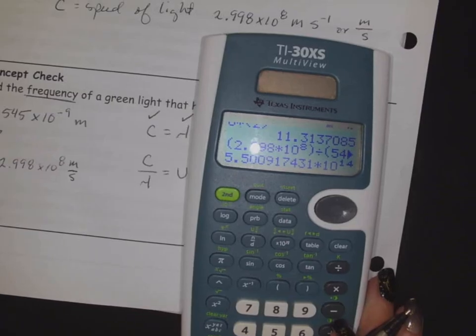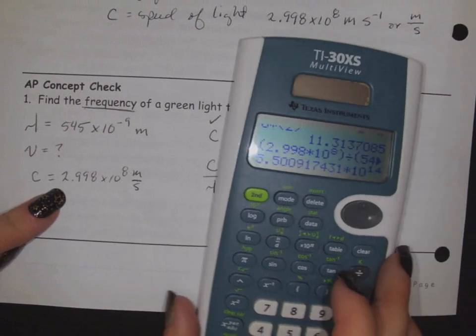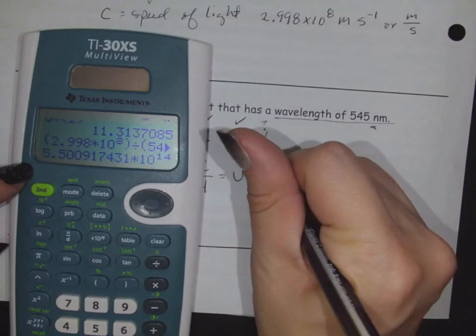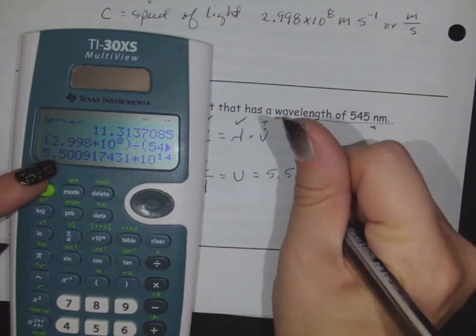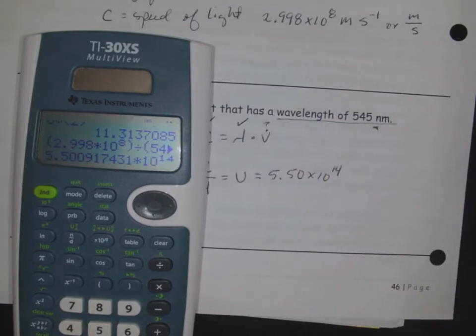Cool number. Sig figs, though. This was 3 sig figs. This was 4 sig figs, so I'm going to go with 3 sig figs. So my final answer for frequency is 5.50 times 10 to the 14th. Okay. Units. Okay.